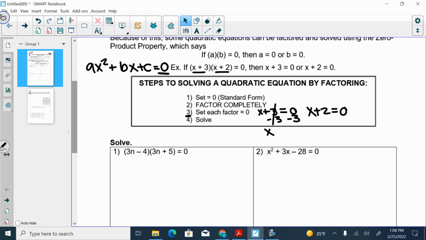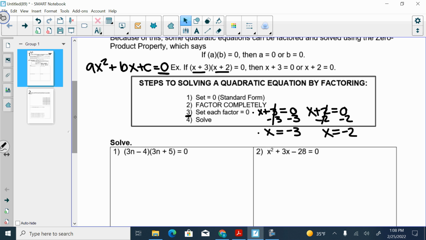So plus 3 and minus 3 go away. What is 0 minus 3? Negative 3. So I would end up with x equals negative 3. I could do the exact same thing for the plus 2. If I want to move the 2 over, I could just subtract 2, and I end up with x equals negative 2. Okay? So this is what steps 3 and 4 are talking about.